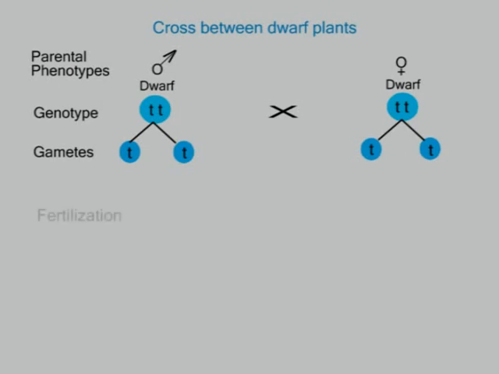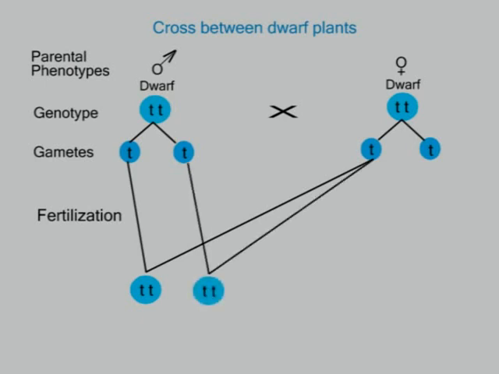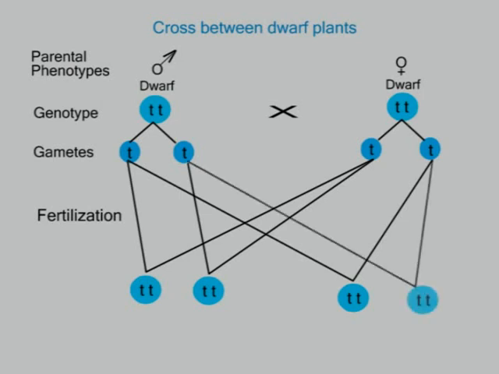Now in fertilization, the gametes fuse. So small t fuses with another small t to produce the diploid tt. Again the other t with another small t to produce another diploid tt. And it is the same for all the fusions. So we have all the dwarf phenotypes in the F1 generation of offsprings.